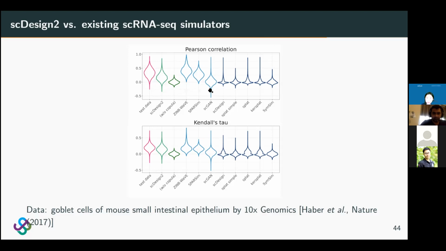While some methods like scGAN can implicitly capture gene correlation, we see that it's not really close to real data and has a much longer tail here. And this means that it captures some negative correlations not in the real data. And also ZINB-WaVE and sparse-ZIN have some issues capturing the negative correlation.